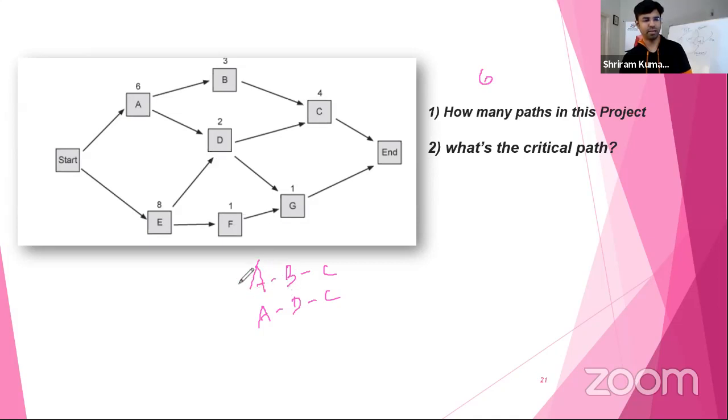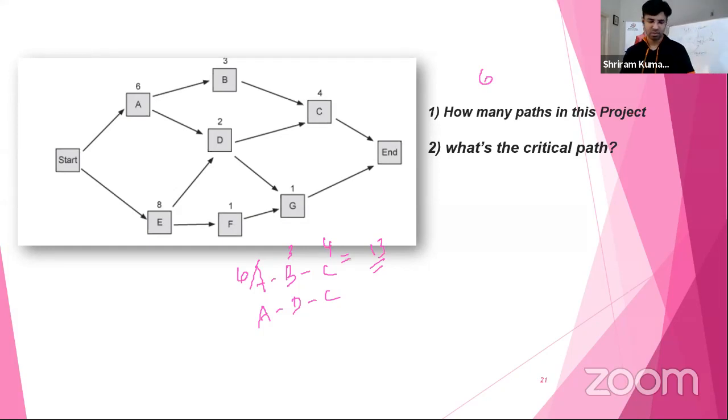If for A there is a 6, it's 6 days it takes to complete. B can take 3 days to complete. C can take 4 days to complete. So it comes to around 13 as a number. Now, if you put the numbers for all your paths, tell me which has the longest number or highest number. Please check and tell me what's the highest number you get there.